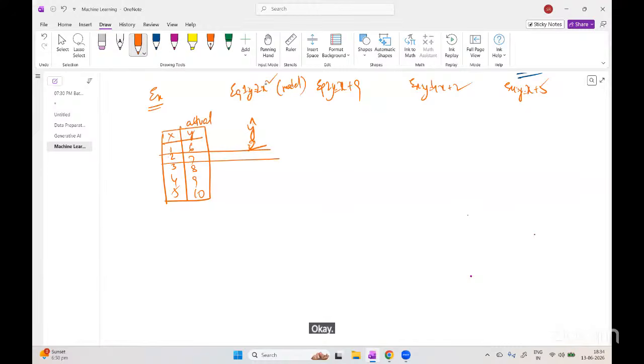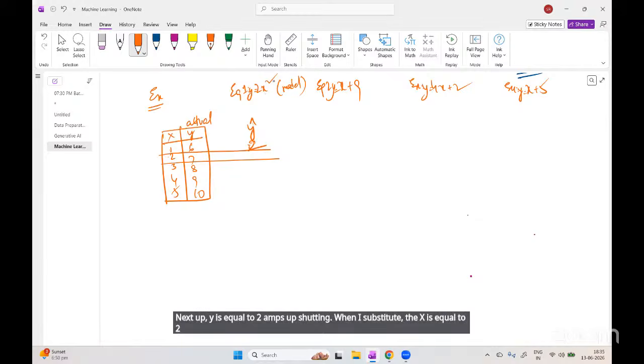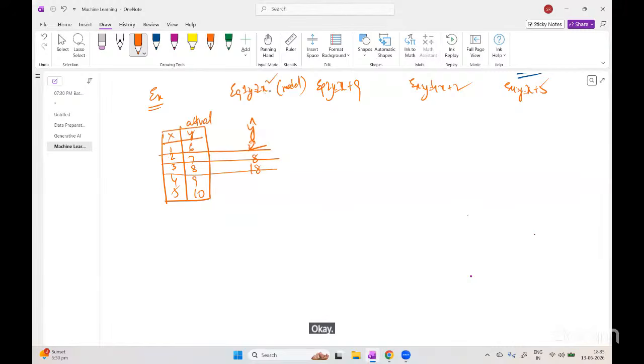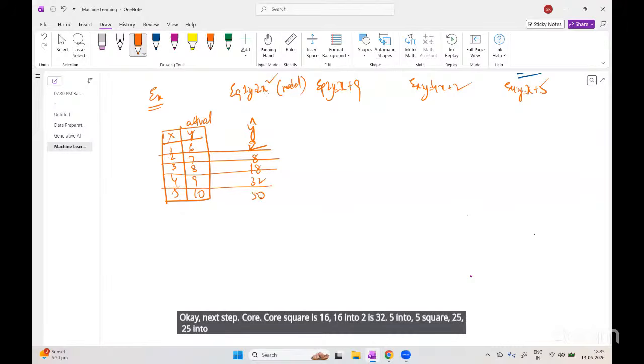Next, y is equal to x squared into 2. When I substitute x is equal to 2 here, 2 squared is 4, 4 into 2 is 8. 3 squared is 9, 9 into 2 is 18. 4 squared is 16, 16 into 2 is 32. 5 squared is 25, 25 into 2 is 50.